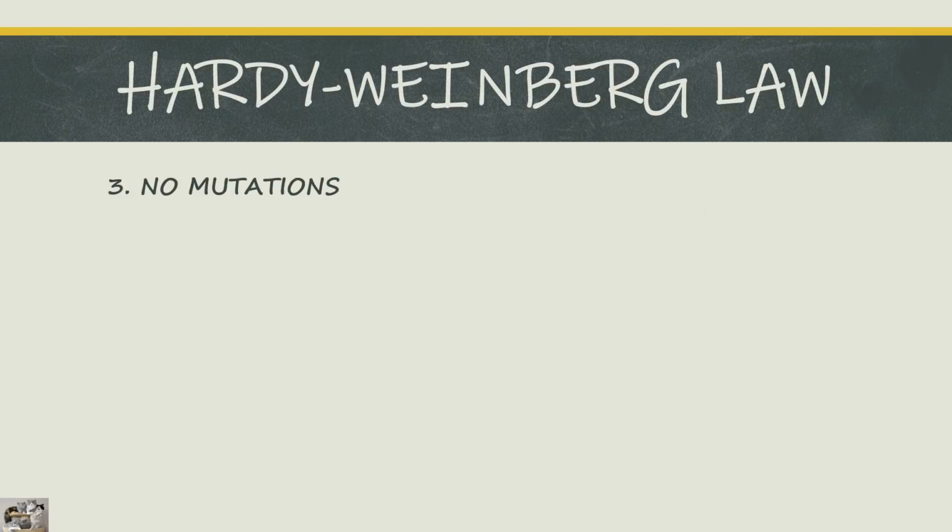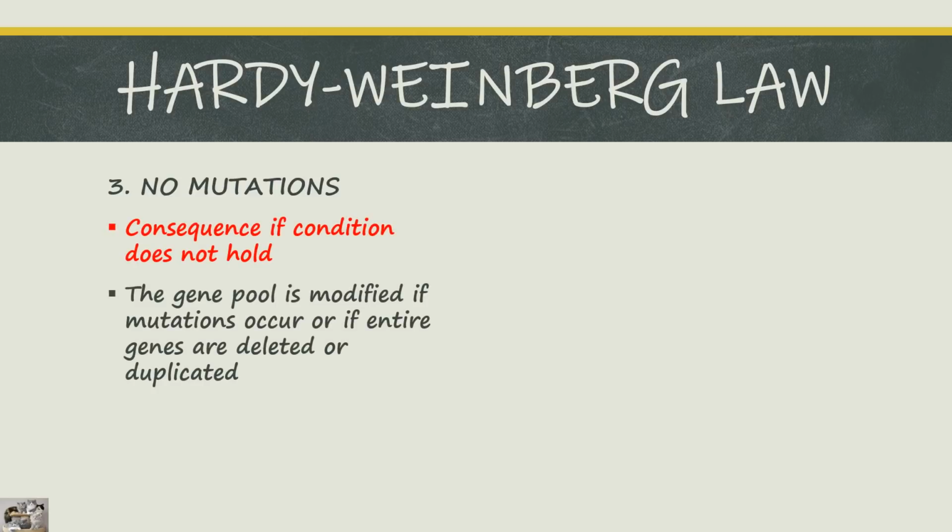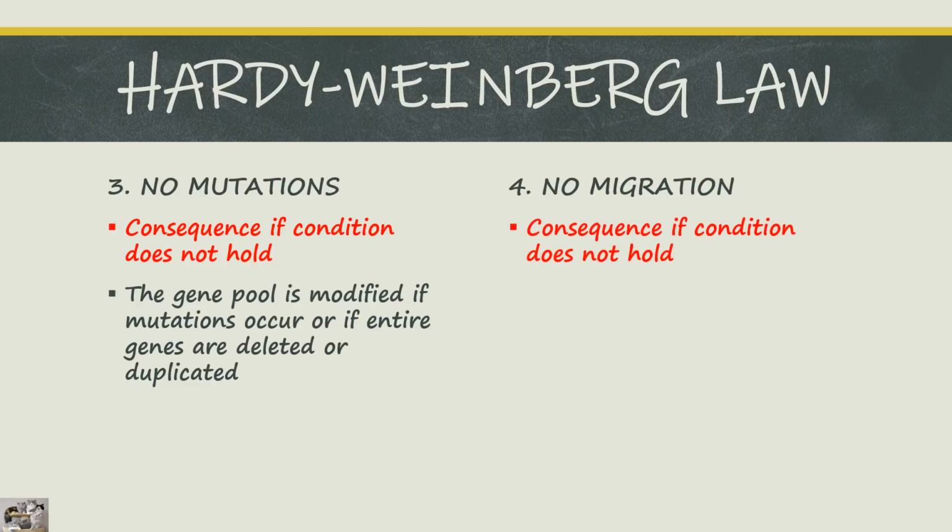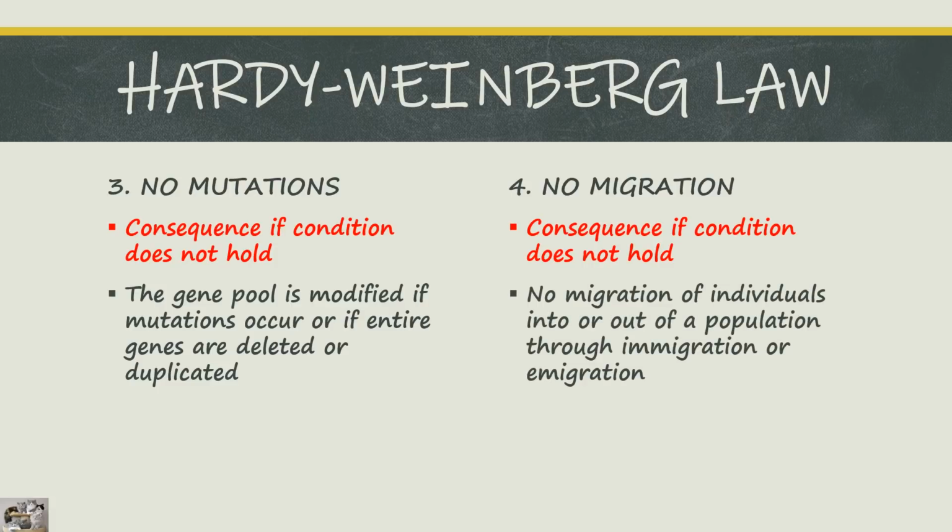Third is no mutations. Say the consequence if the condition does not hold, the gene pool is modified if mutation occurs or if entire genes are deleted or duplicated. The fourth is no migration. Say the consequence if the condition does not hold, there is migration of individuals into or out of a population through immigration or emigration.